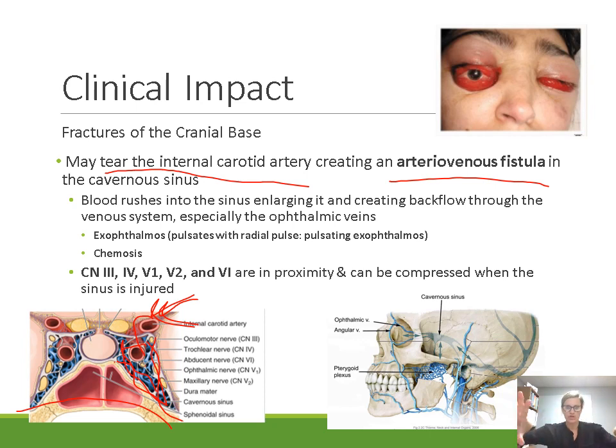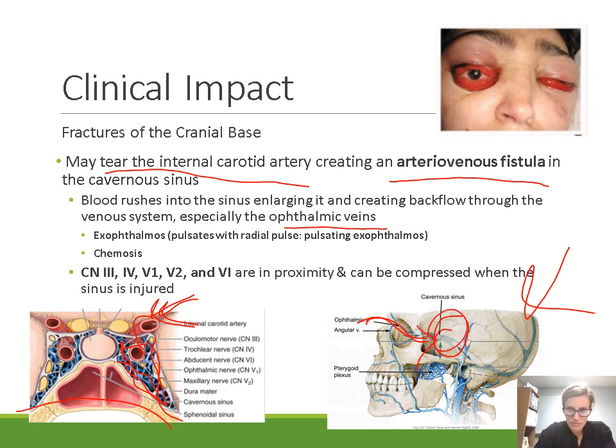So there's back pressure, and all of the vessels that are leading into the cavernous sinus are now getting pushed back. This happens a lot with the ophthalmic veins. So if you look down here, you can see this is the cavernous sinus right here, right? And you can see the ophthalmic veins. Remember we said that the blood from like the medial border of the eyes and the nose can drain back into the cavernous sinus. So here you see the ophthalmic vein leading back to the cavernous sinus.